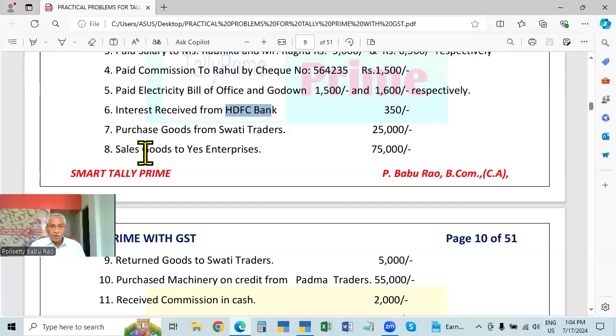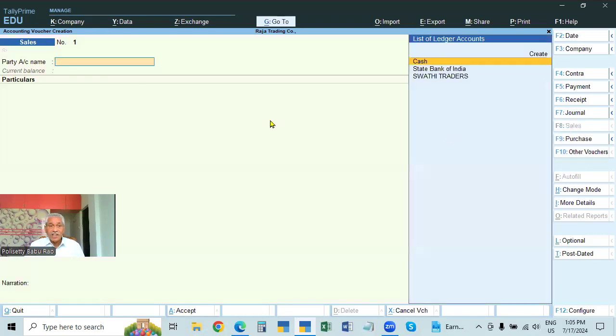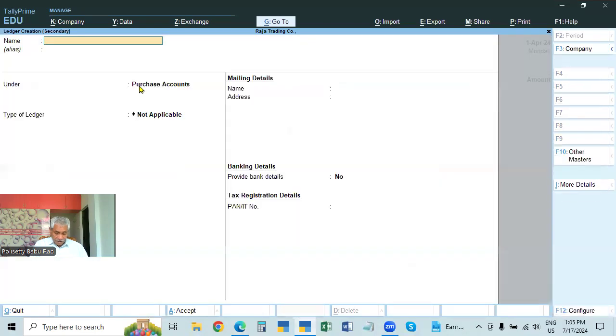Okay. Then sales: goods sold to Yes Enterprises. Not only this, we have some other goods also. So to Yes Enterprises, we sold goods. Then where do you have to enter? We have to enter it in the sales voucher. So the party name, what is the party name?